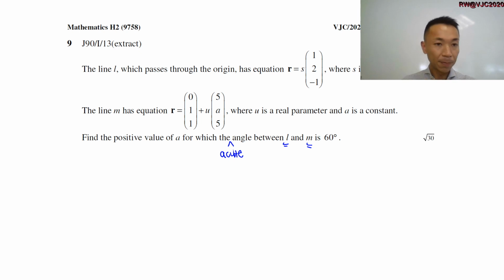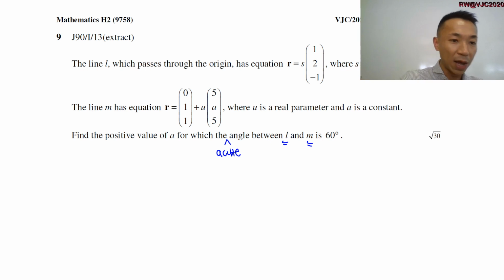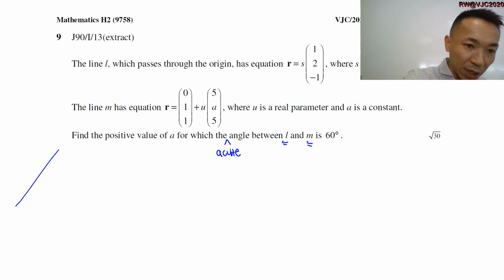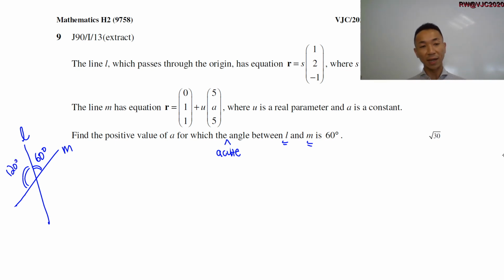Now let's start. If the question says that the acute angle between L and M is 60 degrees, there is only one orientation that it can be. This is L, this is M, this is 60 degrees, this is 120 degrees. Just like that. It's only like that.